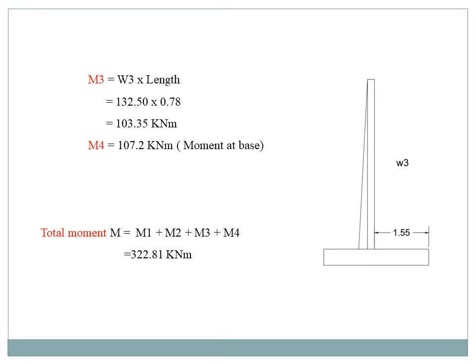So M4 is the moment at base from our starting step number 2, 107.2 kilonewton meter. So total moment M is equal to M1 plus M2 plus M3 plus M4. So our answer is 322.81 kilonewton meter.